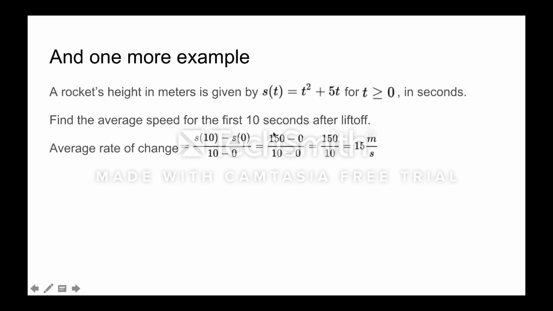So s of 10 is 150, s of 0 is 0, 150 minus 0 is 150. On the bottom, 10 minus 0 is 10. We get an average rate of change, an average speed, of 15 meters per second. On top, height is measured in meters. On the bottom, time is measured in seconds, so 15 meters per second. That's all average rate of change is, just change in y over change in x using the two different x values that you're given.